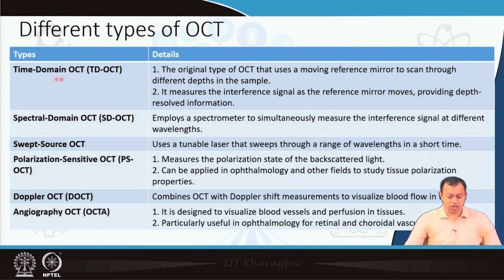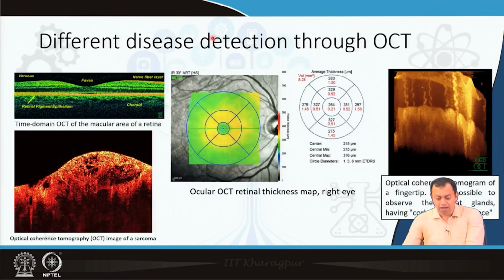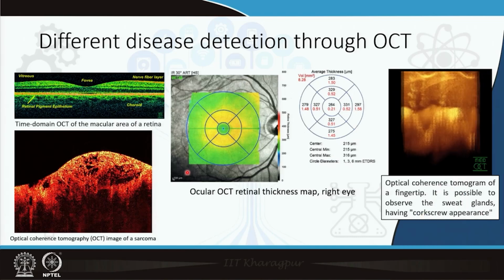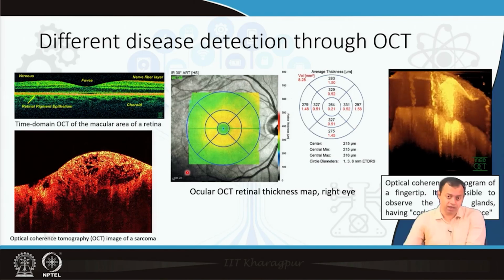There are others: time domain OCT, spectral domain OCT, swept source OCT, Doppler OCT. We have discussed this, remember the blood clot, angiography OCT. It is designed to visualize blood vessels, particularly used in ophthalmology. Spectral domain employs a spectrometer to simultaneously measure the interference signal. So, DOT, diffuse optical tomography, is a part of optical coherence tomography, but optical coherence tomography and DOT have some very specific differences.